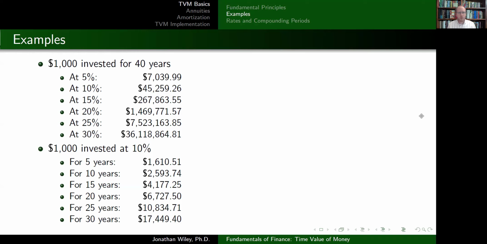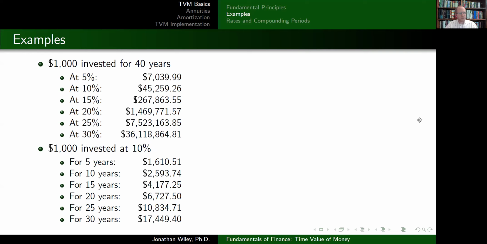And so at 5%, we wind up with about $7,000 after about 40 years. At 10%, it's over 45,000. 15%, over 267,000. 20%, almost 1.5 million. 25%, over 7.5 million. 30%, we're over $36 million, right? So if you look at that, you're thinking, well, what is going on with this?